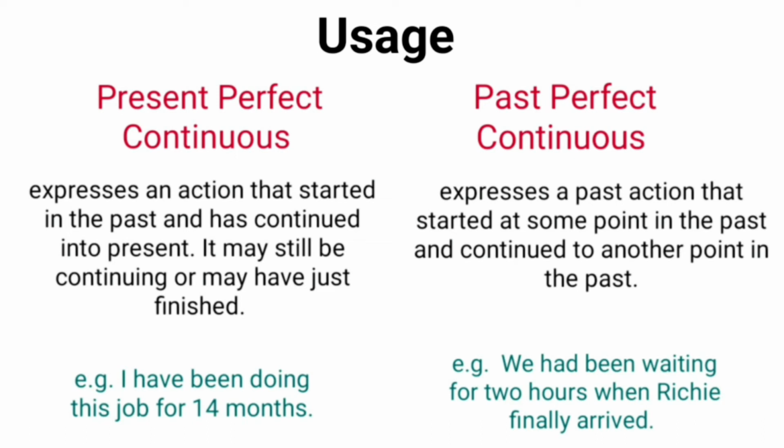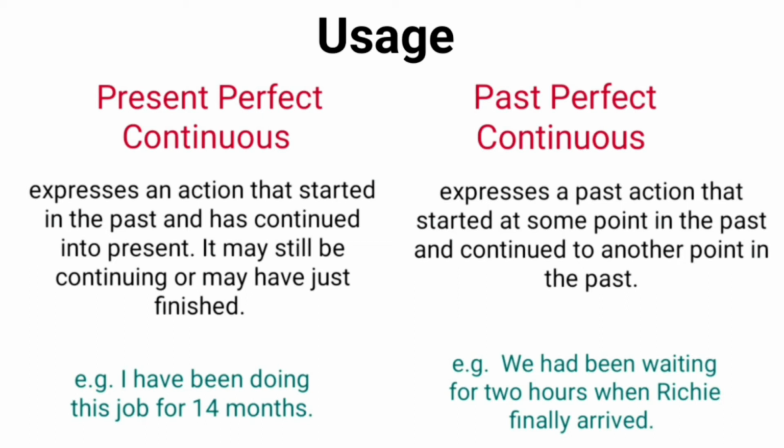Comparison of usage of the two tenses. Present perfect continuous tense expresses an action that started in the past and has continued into present. It may still be continuing or may have just finished. For example, I have been doing this job for 14 months. Here, I started a job 14 months back and have continued it to the present.